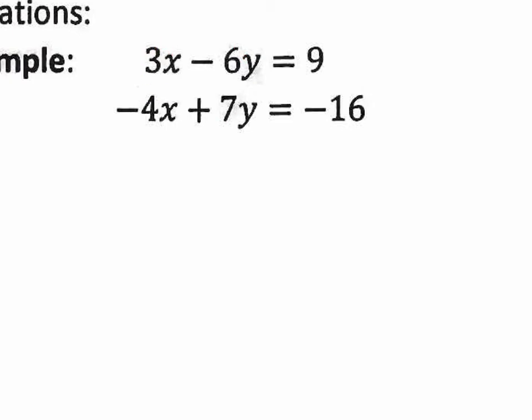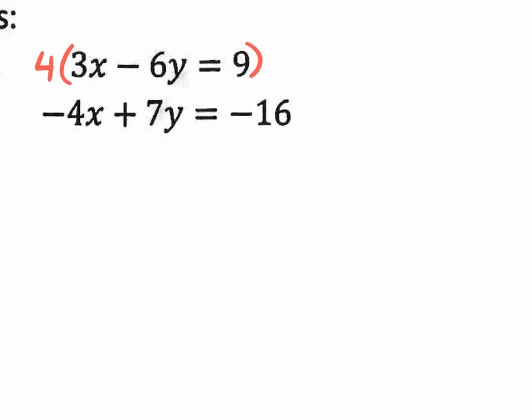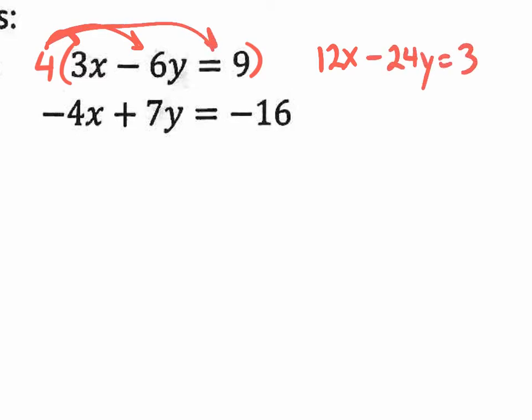And let's do that. Let's actually modify the top equation to get that positive 12x up there instead of 3x. So I'm going to multiply by 4. Let me make some space here. I'm going to multiply by 4. So let's go 4 times 3x, that is 12x. 4 times negative 6y, that's negative 24y. 4 times 9, that is 36.